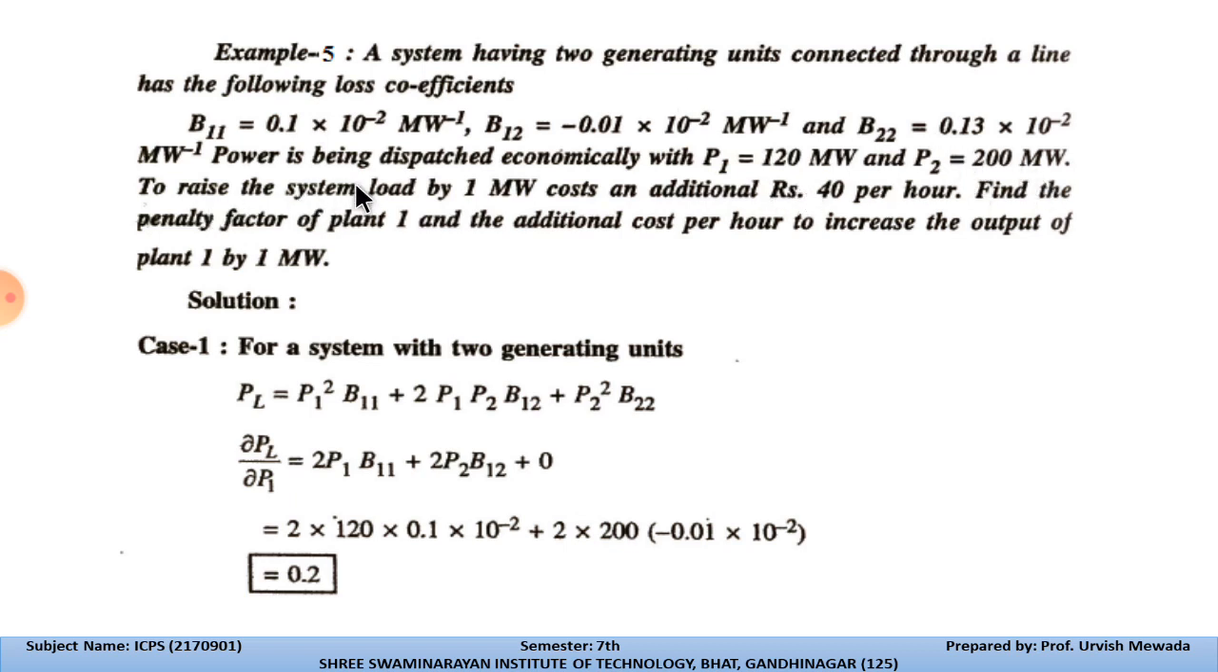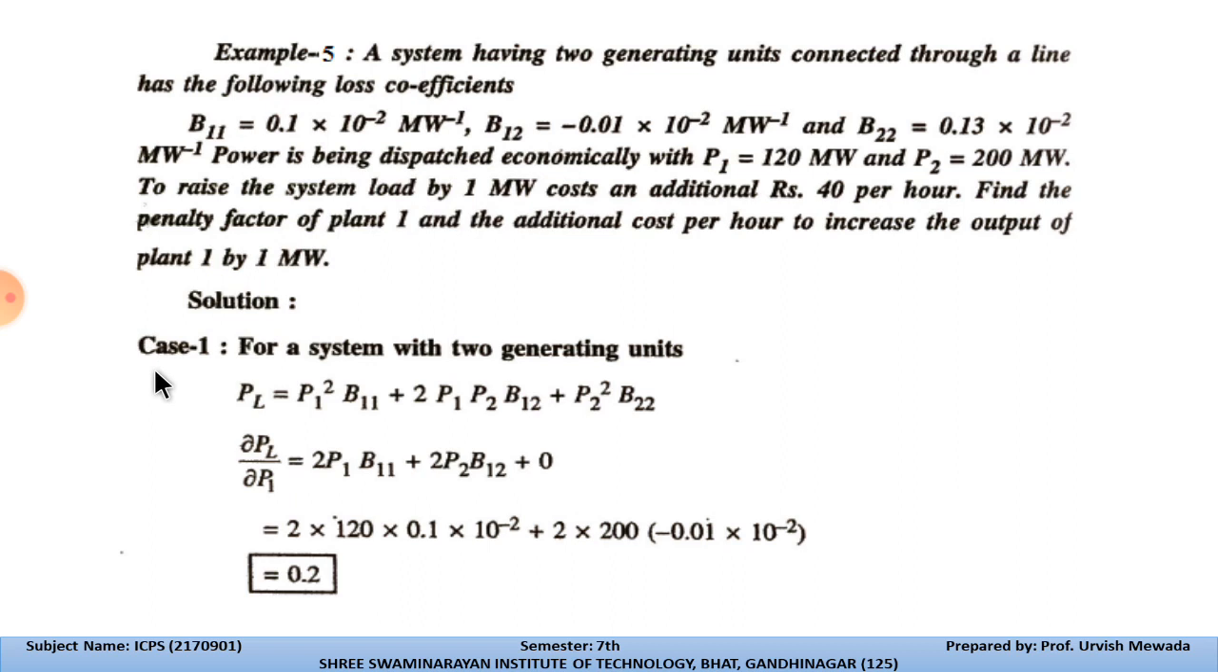To raise the system load by 1 megawatt costs an additional ₹40 per hour. Find the penalty factor of plant 1 and the additional cost per hour to increase the output of plant 1 by 1 megawatt. So this is the data which is given for the calculation. Now let us find out the solution.